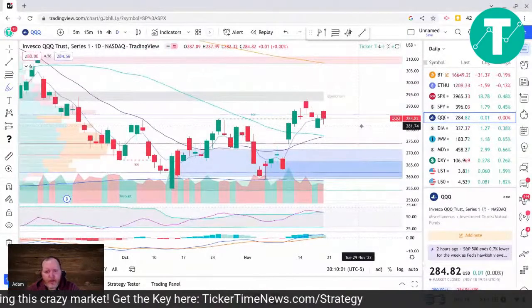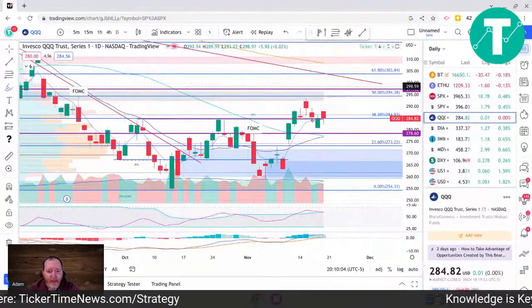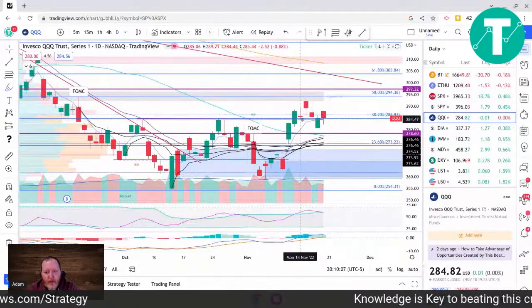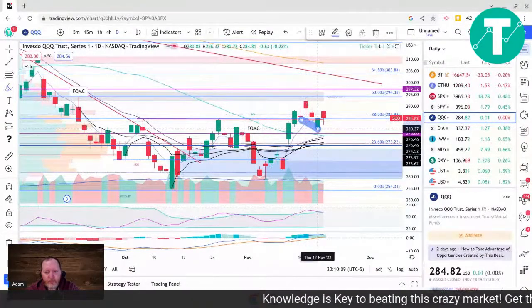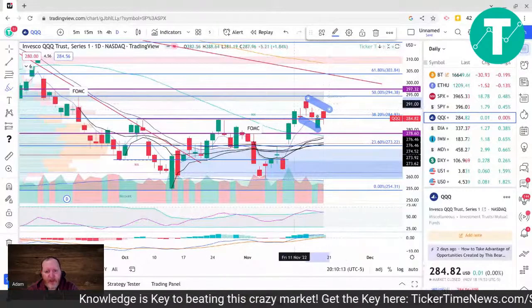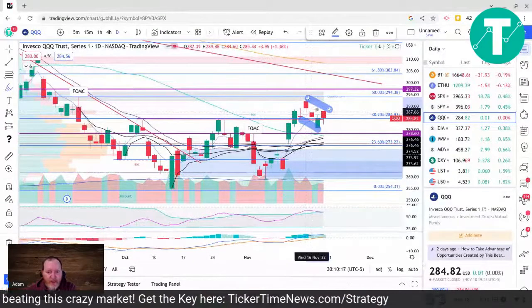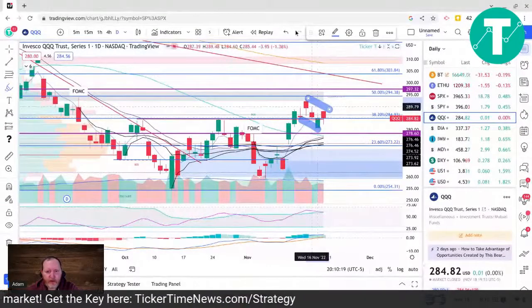Now here we have the Qs. The Qs, same thing. Absolutely same thing. If we go to Monday, just connect those two lower candles with these two higher candles, and we've got a downtrend, moving sideways, choppiness all around.